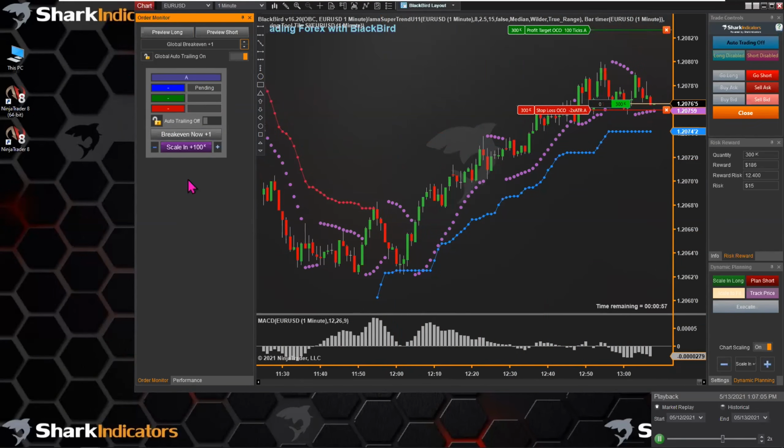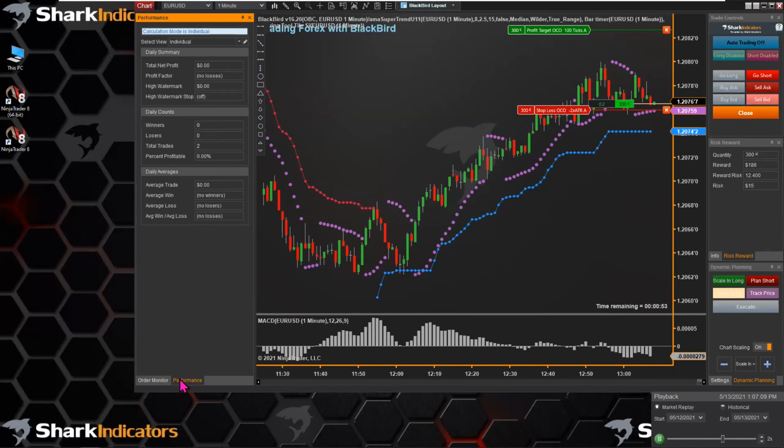So lastly, real quickly, the last panel is the performance panel. This will show you how your BlackBird has done throughout any one session. So you can quickly monitor your profit and losses and some various trade statistics there.